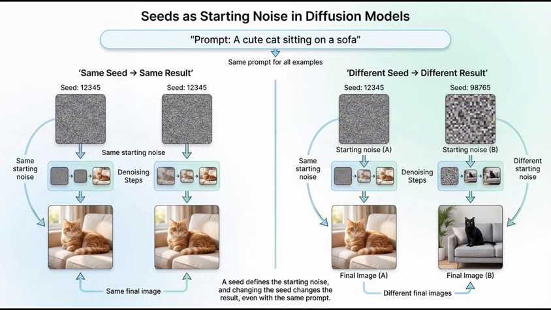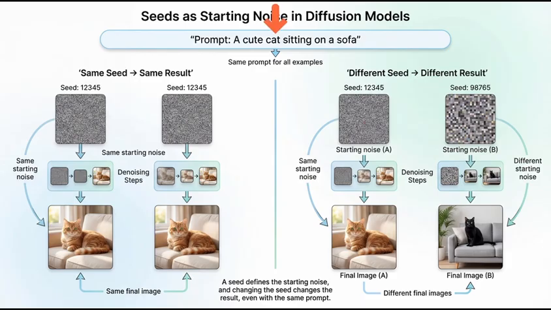Now we talk about seeds. Seeds are very important for understanding consistency and variation. A seed defines the starting noise used to generate an image. You can think of it as the initial random pattern the model starts from. When diffusion begins, the model always starts from noise. The seed decides exactly what that noise looks like.